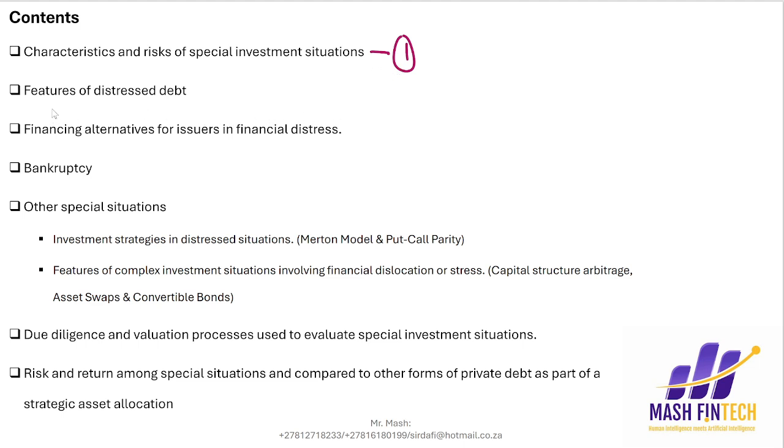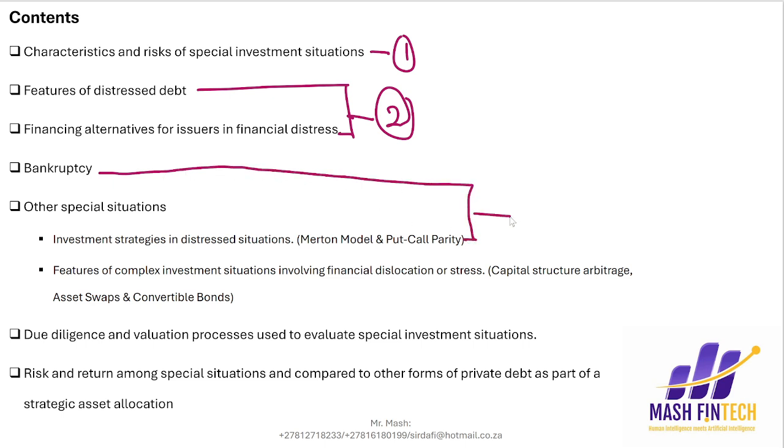Subsection number 2 is going to be the features of distressed debt and financing alternatives for issuers in financial distress. So this is going to be the second subpart. In the third subsection, we'll look at bankruptcy and other special situations, but we are only going to do the first one here. So this is going to be the third subsection. We look at bankruptcy, and then we look at investment strategies in distressed situations, particularly the Merton model and the put-call parity. The fourth subsection is going to be on capital structure arbitrage, asset swaps, and convertible bonds. So this is the fourth one.